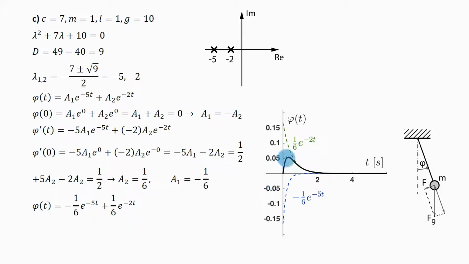I have plotted that here. I have actually plotted both of these exponentials separately. So this first exponential is plotted as this blue line here, and the second exponential is plotted as this green line here. When you sum them up, you get this black line, and that is the response of my system for these initial conditions. So in this case, I do not have any oscillations. This is overdamped response. So my pendulum will just swing to one side, and then it will exponentially come to 0.